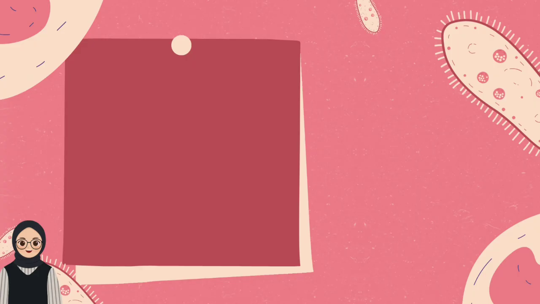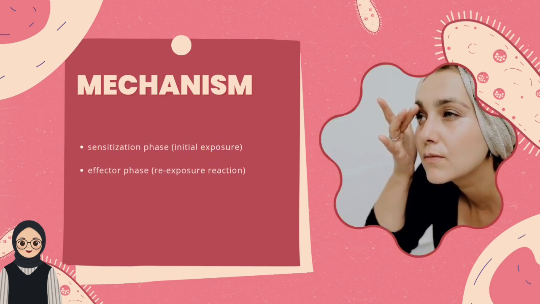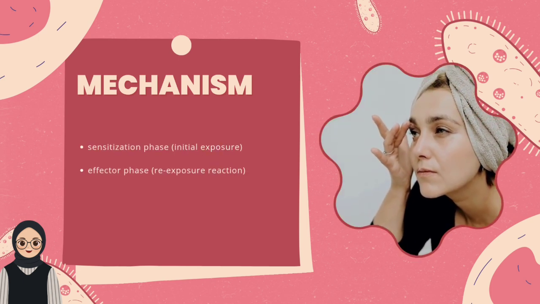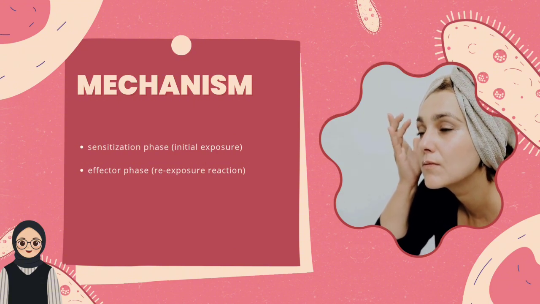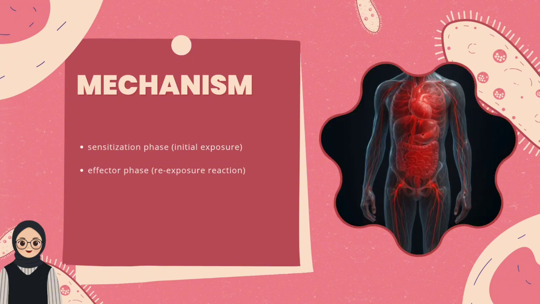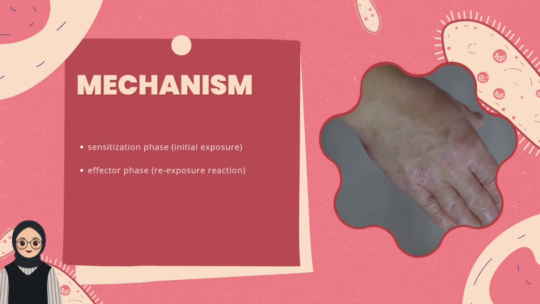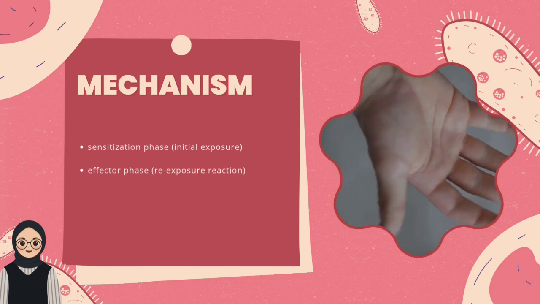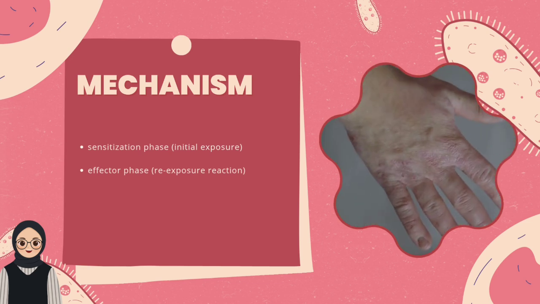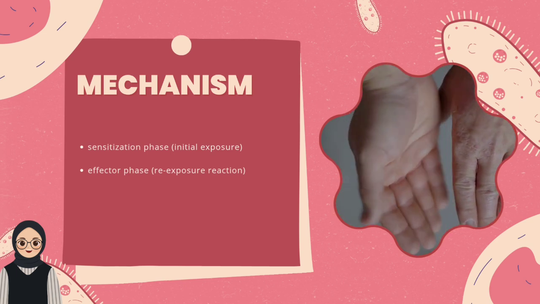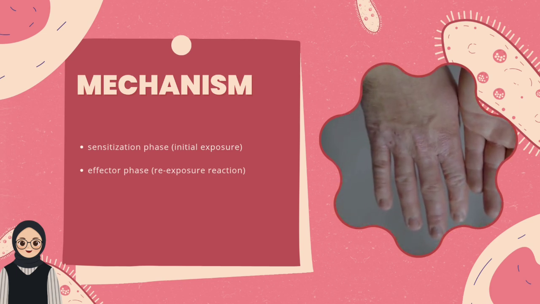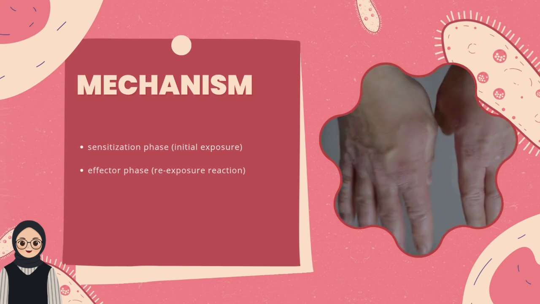Next is the mechanism. Sensitization phase, also known as the initial phase, is where the immune system must first be sensitized to the antigen, which usually happens upon an initial exposure. Next is the effector phase, also known as re-exposure reaction. Upon subsequent exposure, antigen-presenting cells process the antigen and present it to previously sensitized T lymphocytes.